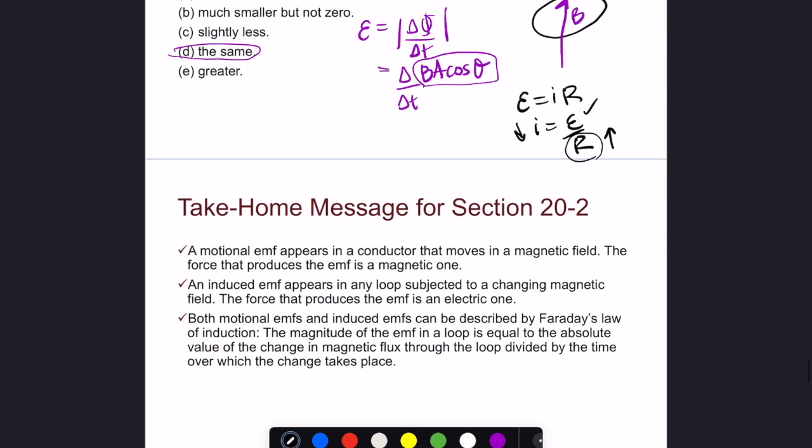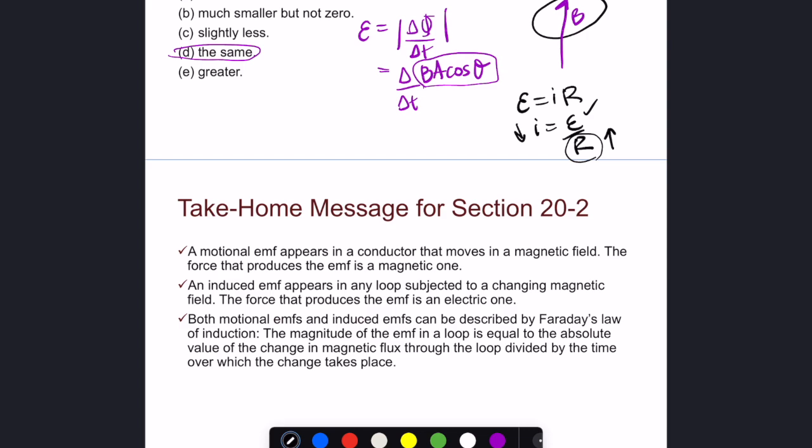And so just to wrap up this section, we talked about two different types of EMF, right? Motional EMF, because a conductor is moving in a magnetic field. Motional EMF usually is changing area, right? Because in order to get something to move, it's changing the area. There are other examples of motional EMF, which we will look at very soon.